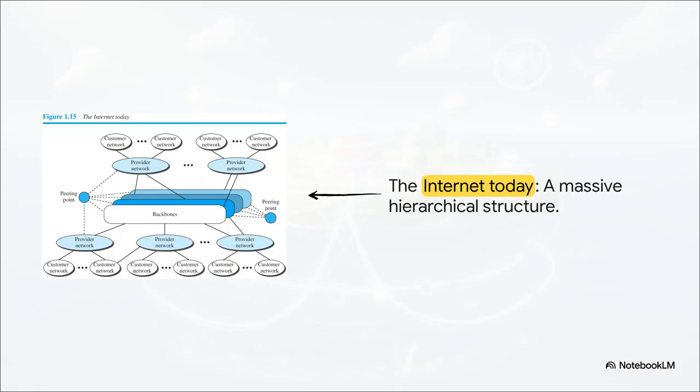Bringing this all together, look at this massive structure. At the very bottom, you have local customer networks. These are the LANs in our homes, our dorms, and our offices, using the very topologies and protocols we just discussed. They connect into the provider networks, which act as those Tier 3 and Tier 2 ISPs. Those, in turn, connect at specific peering points to the massive Tier 1 backbones spanning the globe. It is literally billions of independent devices sending countless packets of data, all finding their way through this staggering hierarchical structure every single second of every day.